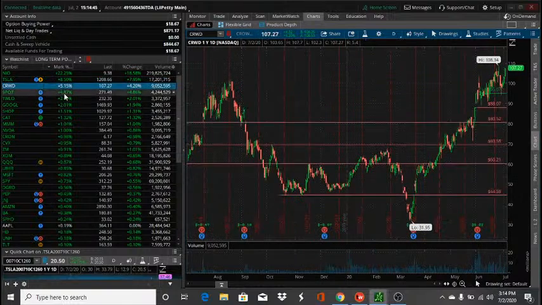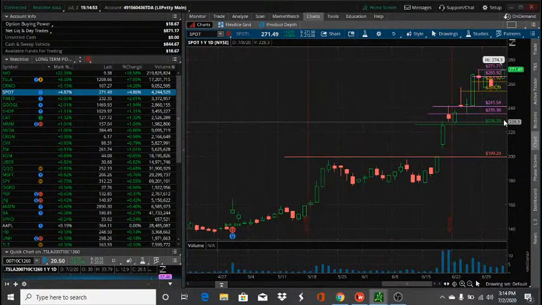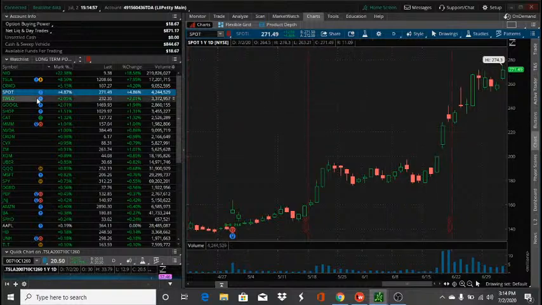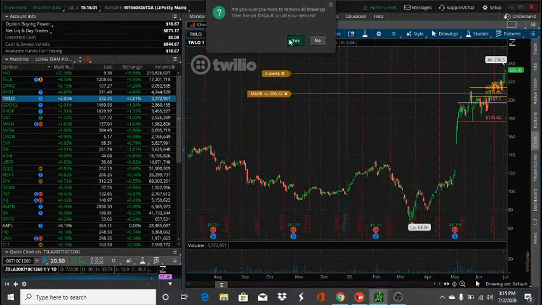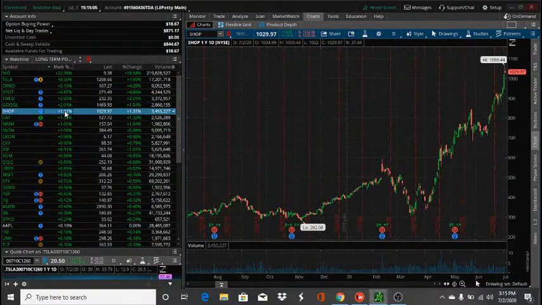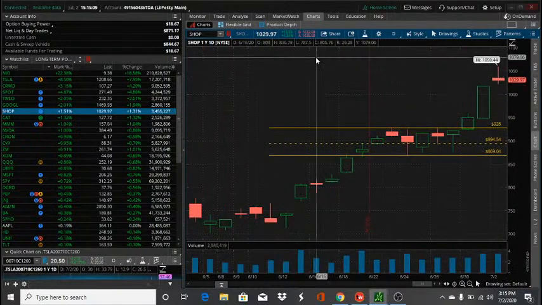CRWD. Yep, I've been watching this stock. They finally got the break above. Spotify, we're going to clear out this chart. Twilio, we're going to clear out Twilio's chart. Google, nice day up. Shopify. Man. Oh my gosh.